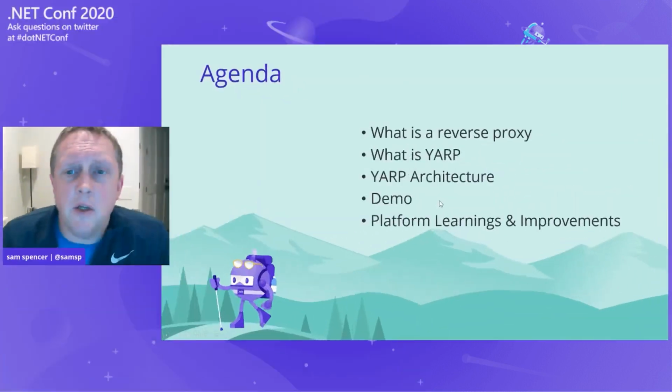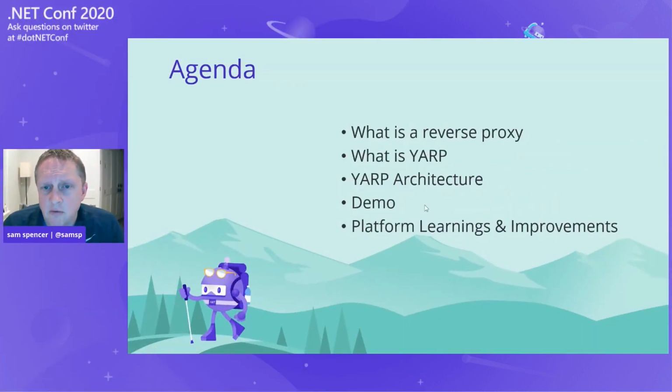So what we're going to talk about today is what is a reverse proxy, and then what is YARP. We'll quickly take a look at the YARP architecture. I'll do a demo, and then we'll talk about what we have learned in terms of building YARP and using YARP as a proving ground for the rest of the .NET platform that we're built upon. So we've actually gone and modified HTTP client and Kestrel and improved them based on the learnings that we made from YARP.